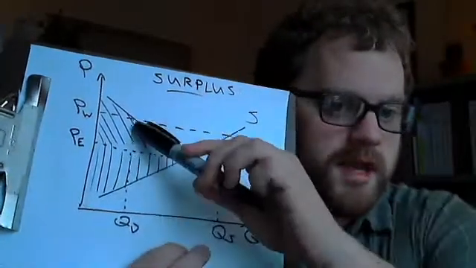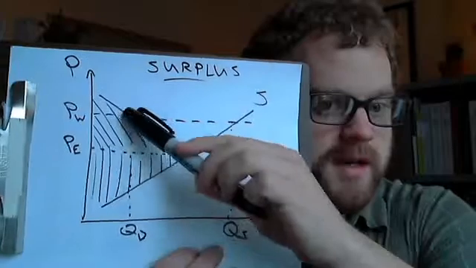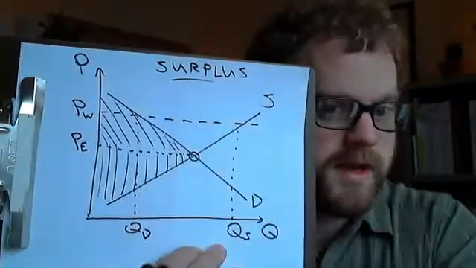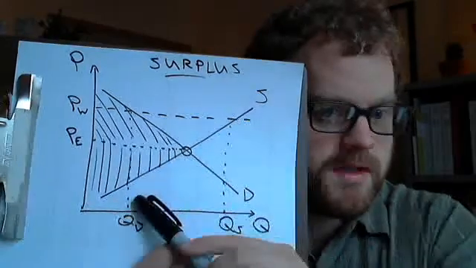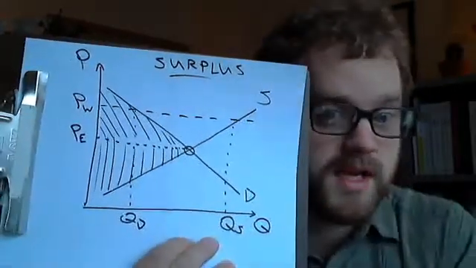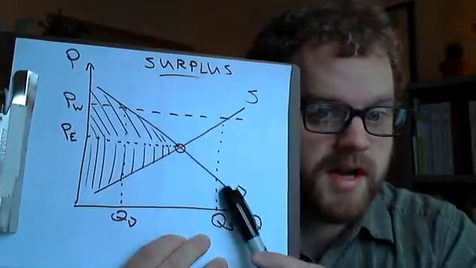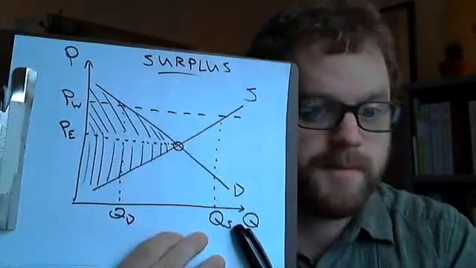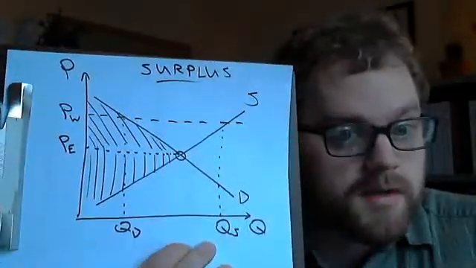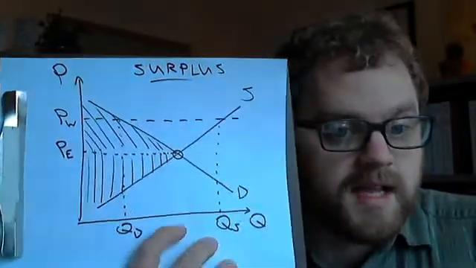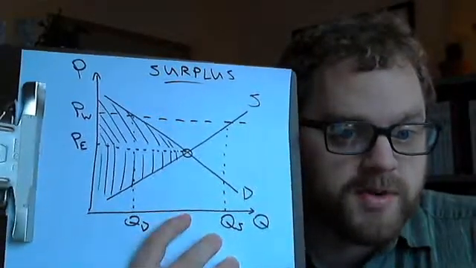You can see here's where this new price line hits our demand curve. That can be tracked down to give us the quantity demanded, QD. Likewise, where the new price level intersects the supply curve, we get our quantity supplied. At this higher world price, consumers are buying less than the equilibrium amount, which would be right here. The price is higher, so consumers are cutting back.